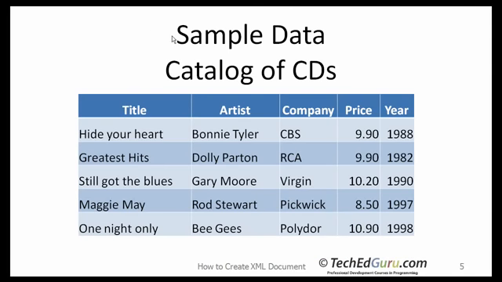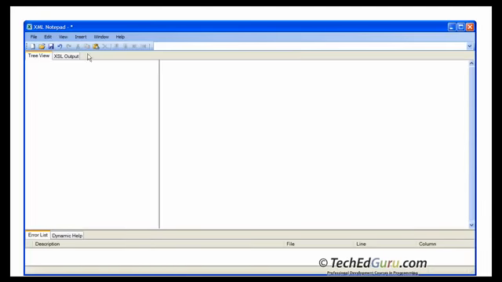Let me show you how to create an XML document from these data. Let's try to understand the data just a little. So this is obviously a catalog of CDs. One catalog contains multiple CDs. So the CDs are called the child elements of the catalog element. Catalog is the top level element or the root element. Each CD contains five elements: title, artist, company, price, and year. So keep that in mind, and let's start the XML editor and start inserting the data.